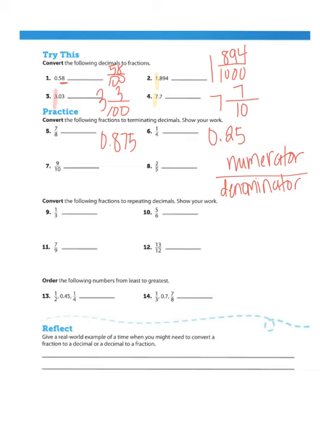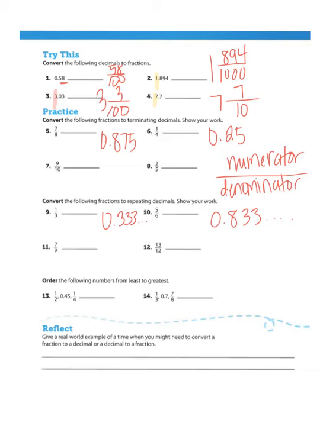On 9 through 12, convert the following fractions to repeating decimals. So you're going to get a repeating decimal here. On 1 divided by 3, you would see 0.333 dot, dot, dot. 5 divided by 6, you would get 0.833 dot, dot, dot. Again, use your calculator, and show the dot, dot, dot for repeating.